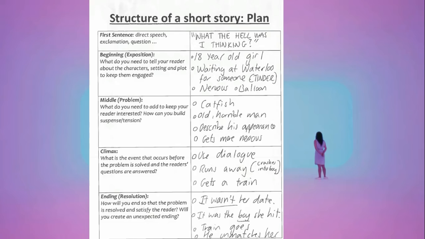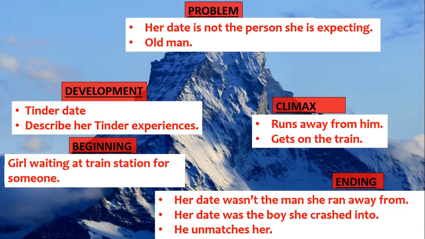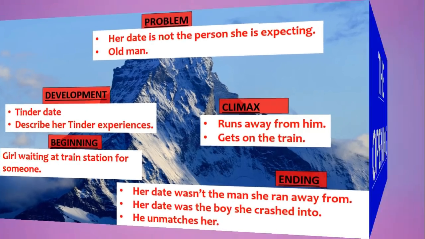And then my ending, which is a bit of a twist ending, is that the old man wasn't her date. The boy she knocked over was actually her date. And it ends with her going off in the train and him unmatching her. So my story would be like this, the one we just said. Beginning is she's waiting at the train. Development is we learn it's a Tinder date. The problem is it's not the person she's expecting. The climax is she runs away from the old man. And the twist ending is she actually knocked over the boy and he unmatches her.